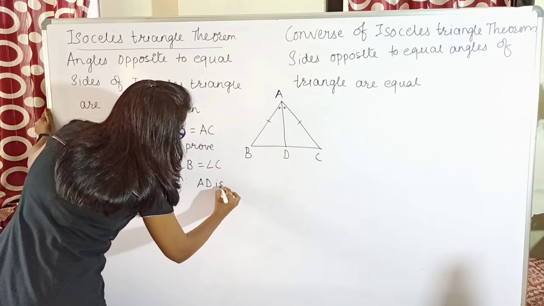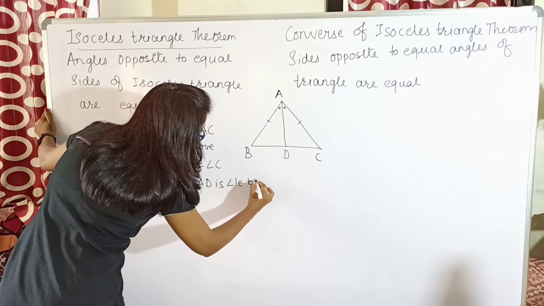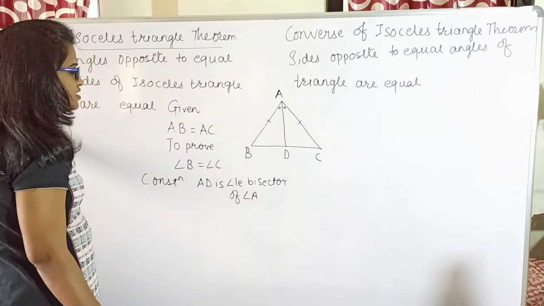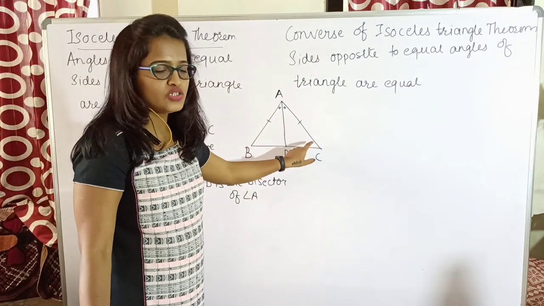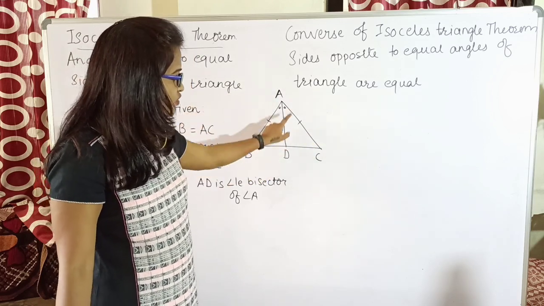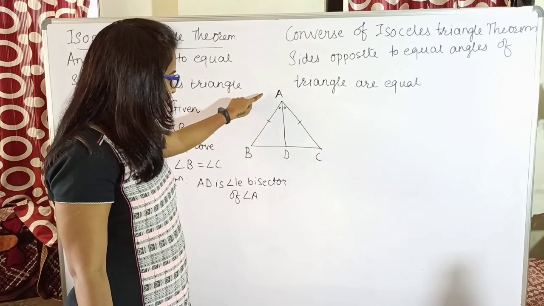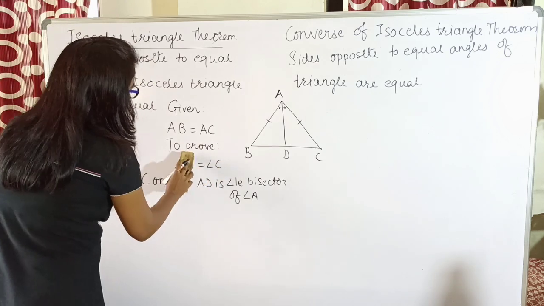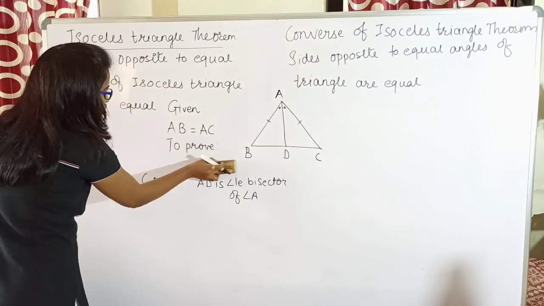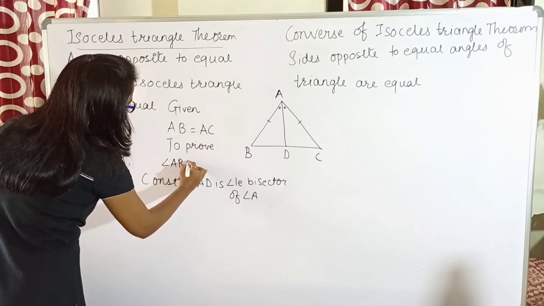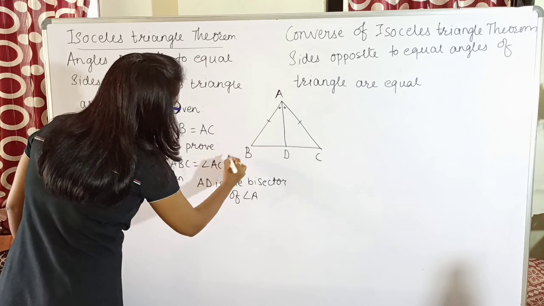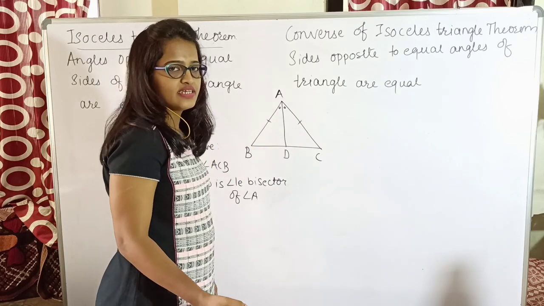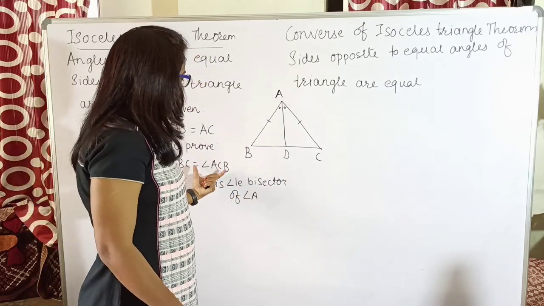So your extra construction would be AD is the angle bisector of angle A. Now I have to show angle B equal to angle C. Even if I show angle ABD equal to ACD, I can directly say angle ABC is equal to ACB, because they are the same angle. So let me write angle ABC is equal to angle ACB. ABD and ACD, or ABC and ACB, they are the same angles. So I have to show this.